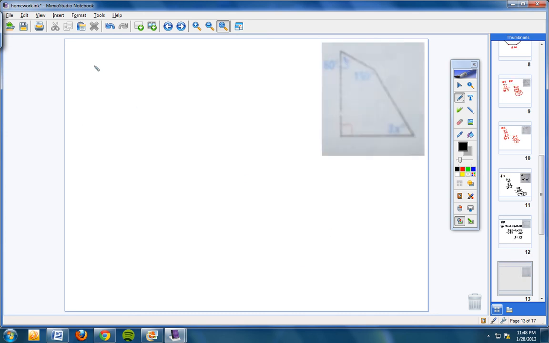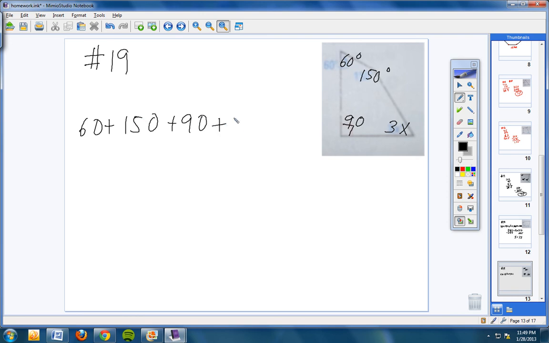All right, moving on to number 19. Number 19. And I know it's kind of hard to see. This is 60 degrees. This is 150 degrees. And this is 3x down here. And of course, if that's a right angle symbol, then we know we have 90. So we have 60 plus 150 plus 90 plus 3x equals 360. Here's one angle, two, third angle, fourth angle. Add those four angles up and set them equal to 360.